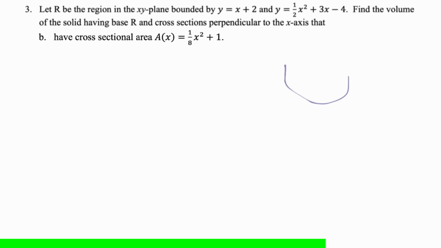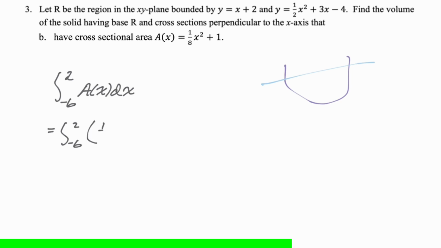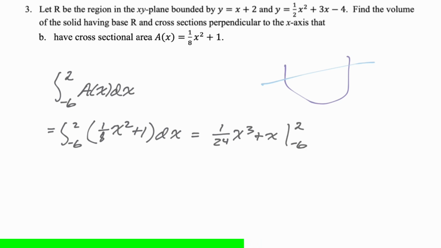So to do this, we're taking this region, again going from -6 to 2, of just A of x dx. So that's this. I'm going to do this one by hand because this one isn't as bad, but it is still not great. Step 1, reverse the power rule. So we get 1/24 x cubed plus x, going from -6 to 2. It's really the -6 that is the problem here. Fundamental theorem: we're just going to plug in 2.